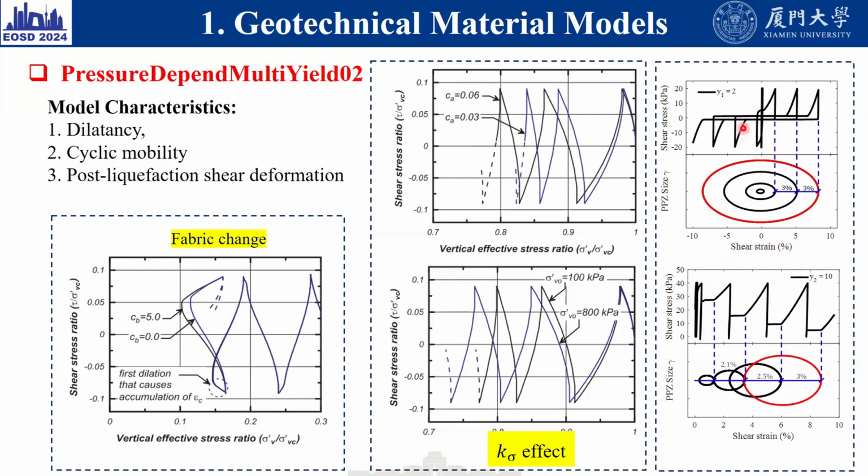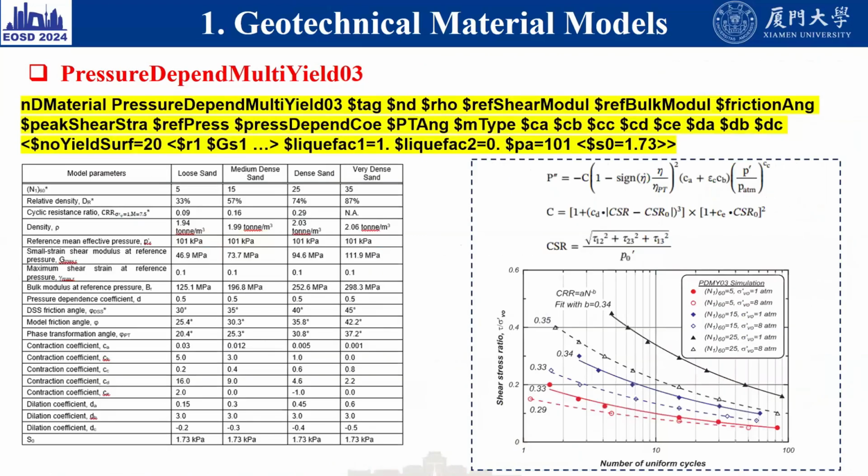Like I said, this mechanism is defined in strain space, so I also show the strain space here. If you are interested in this soil model, you can check some of our publications for this model. The latest model is the pressure-dependent multi-yield 0.3 model.